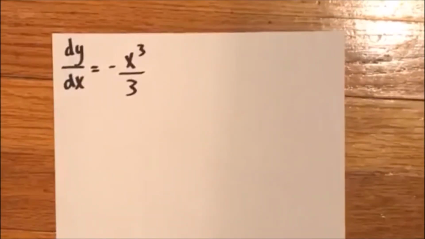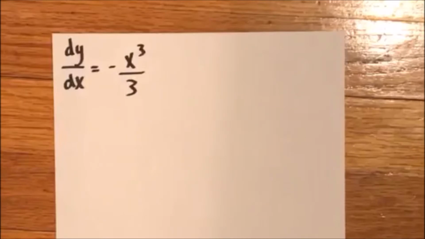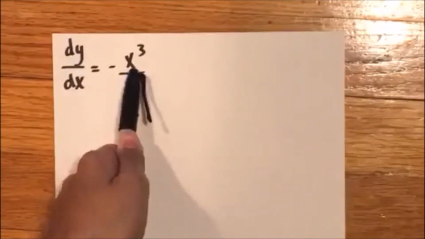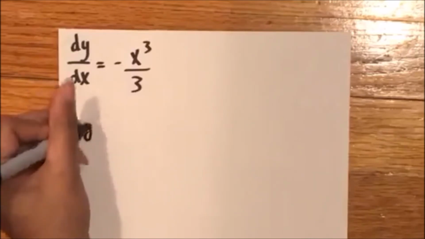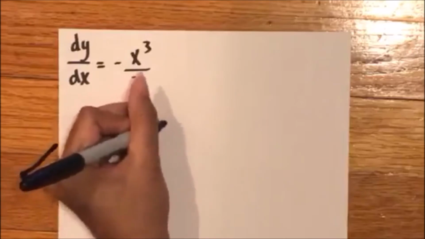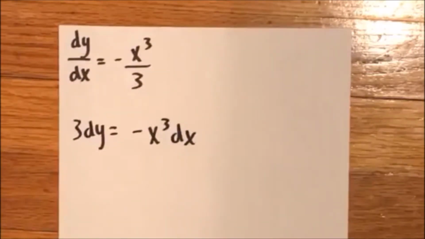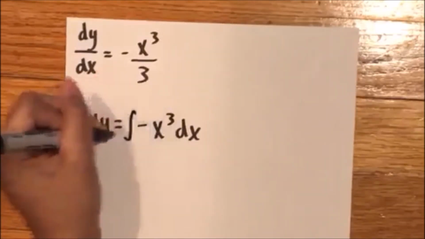For example, take the following separable differential equation: dy over dx equals negative x to the power of 3 over 3. To solve this, first we must move all of the same variables to the same side. This will be rewritten as 3 dy equals negative x to the power of 3 dx. The next step is to take the integral of both sides, also known as the antiderivative.